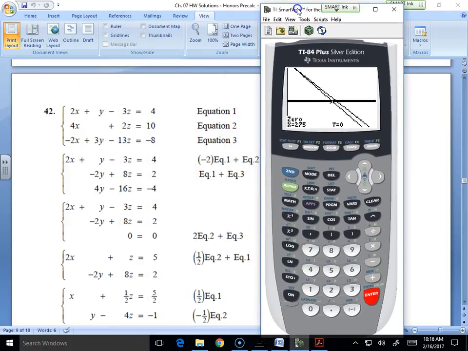Why am I saying check? Because I'm going to look for work. And if there's no work, you don't get all the credit. You get half and maybe even less.